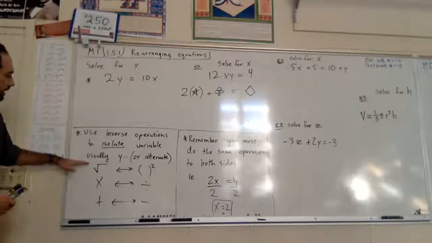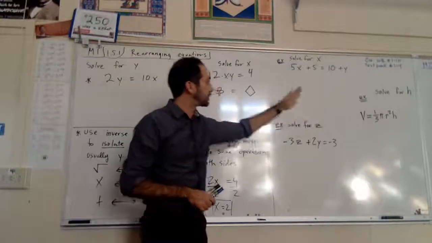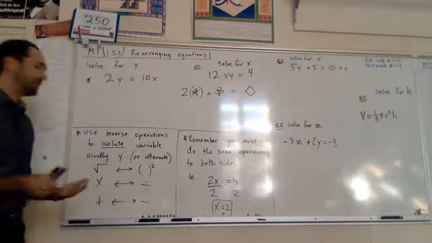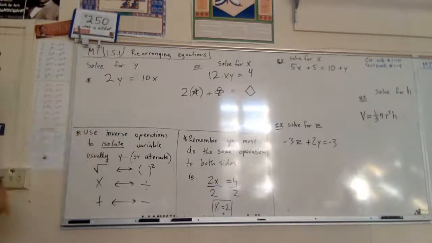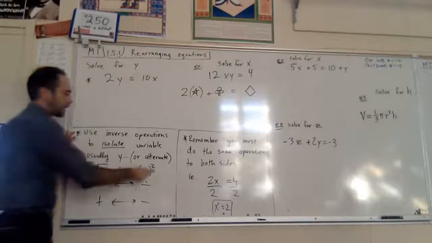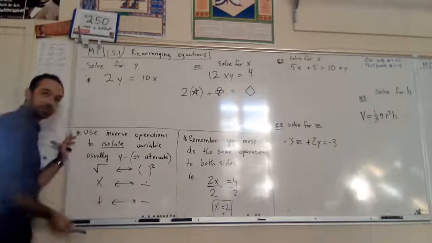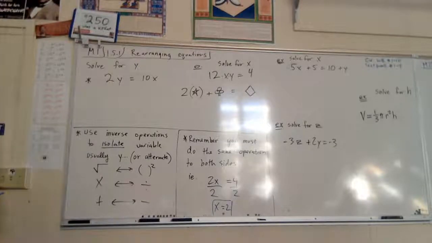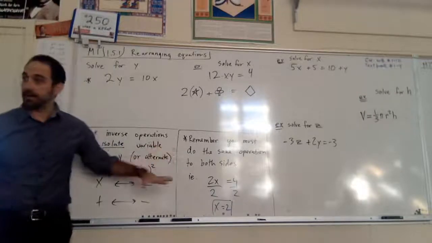So it's usually y, or alternately it could be h or x or z, if we ask for that. You're just going to isolate so it's z is equal to something else. Looking at this, if you have a square root, you square it. If you have multiplication, you divide. If you have addition, then you do subtraction. And the only thing we have to remember is you must do the same operation to both sides. Then you're fine. You haven't done anything wrong here.